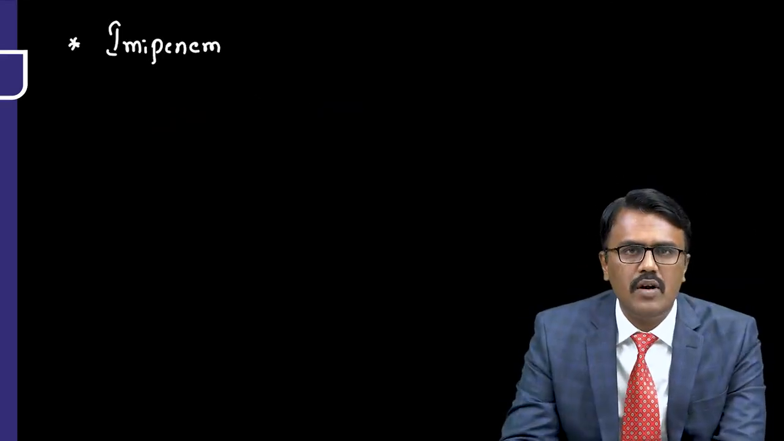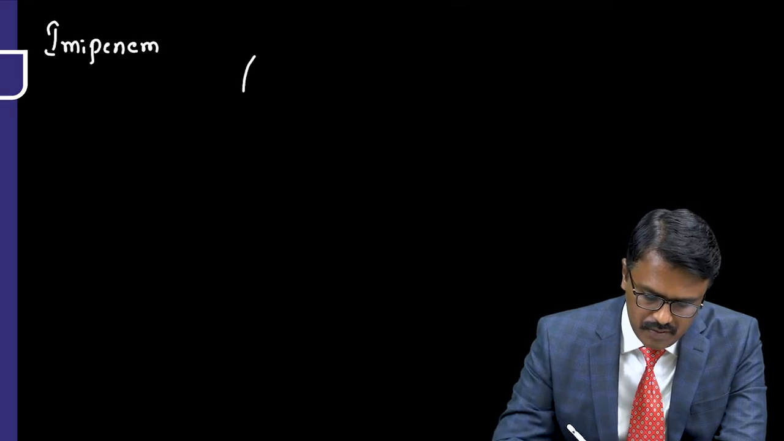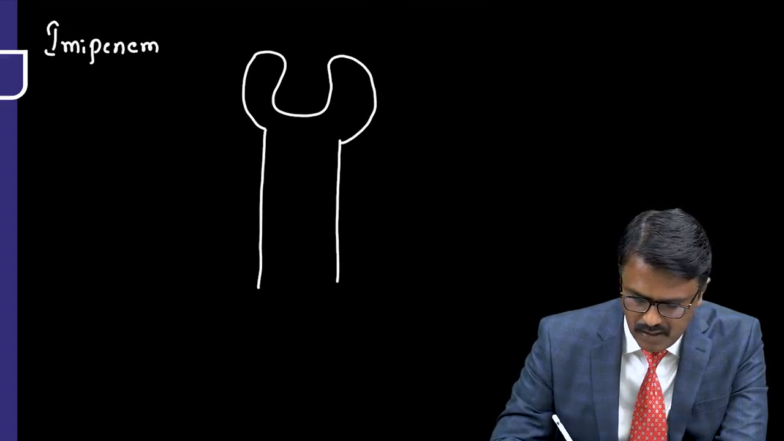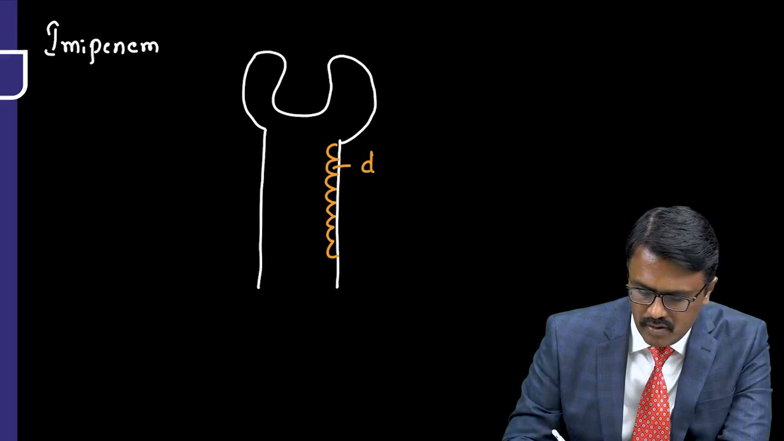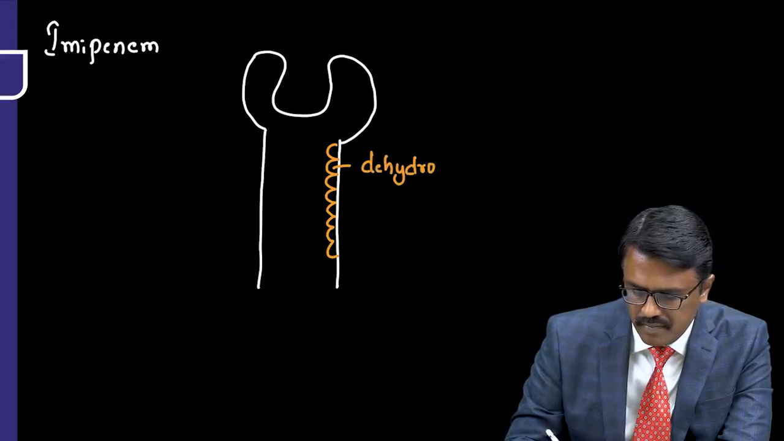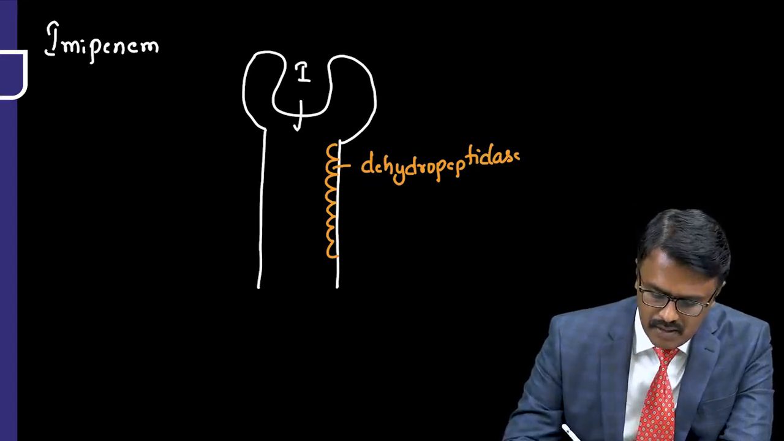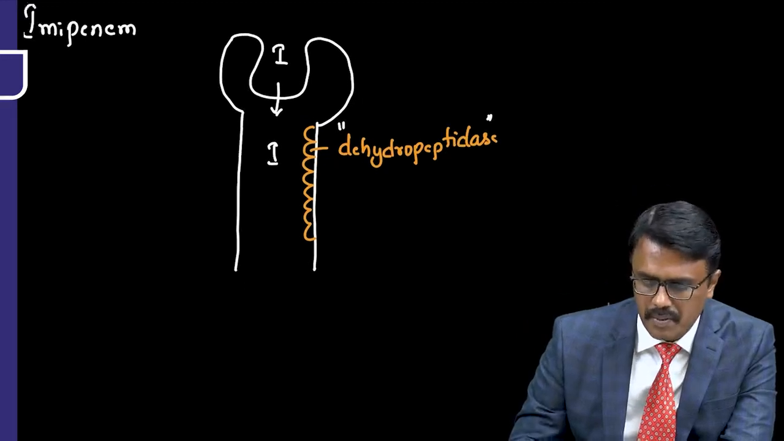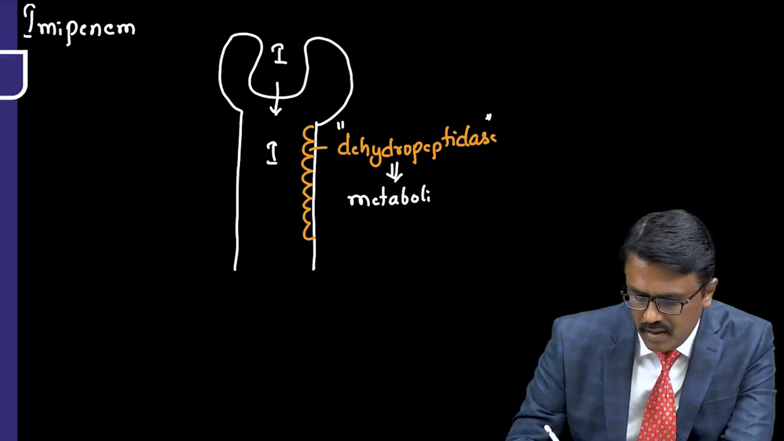So the first drug here is imipenem. Now what is the specialty of imipenem? Let me draw the nephron for it. This is the nephron. In the nephron, we have cells here that express an enzyme called dehydropeptidase. Now what happens when we give imipenem? Imipenem is filtered. When it comes to the nephron, it is metabolized by the enzyme dehydropeptidase. So this will metabolize imipenem.